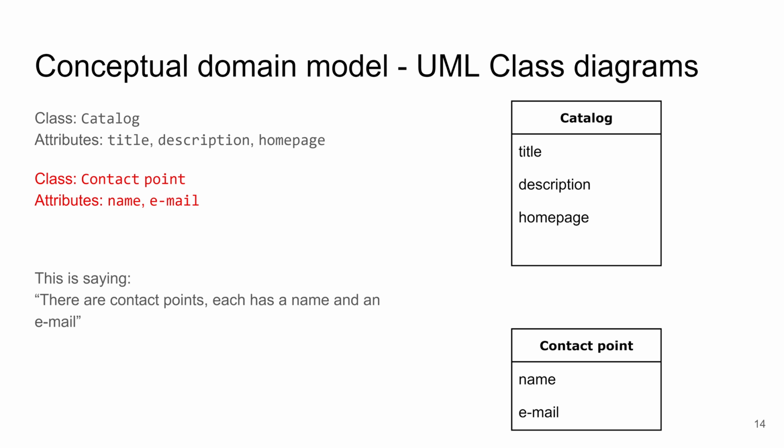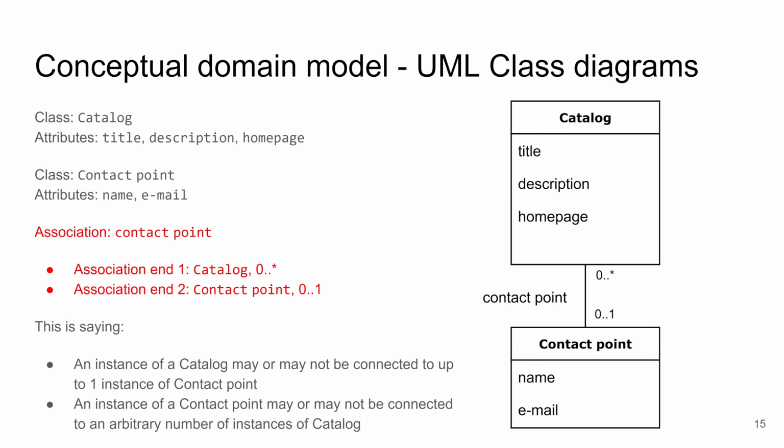So now we have catalogs and we have contact points. Let's connect them. We will connect them using something called an association. An association connects classes, and basically it says that an instance of a catalog is connected to an instance of a contact point. You may notice that the association has a name so that we can refer to it, and it is connected to the classes via association ends. There are two of them in this example. One of them is connected to the class catalog, and the other is connected to the class contact point.